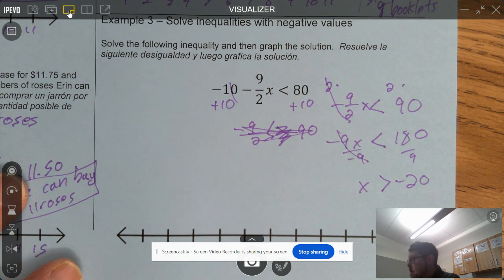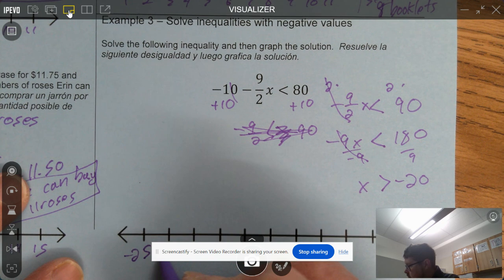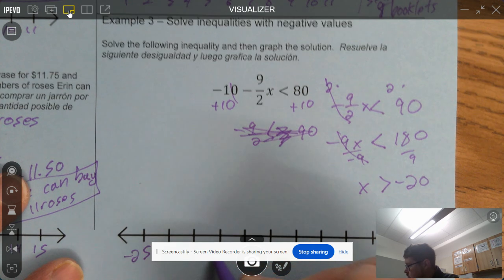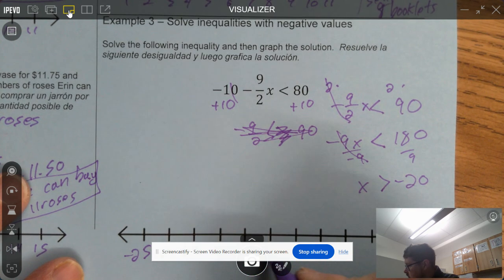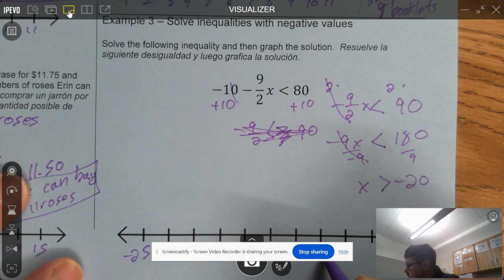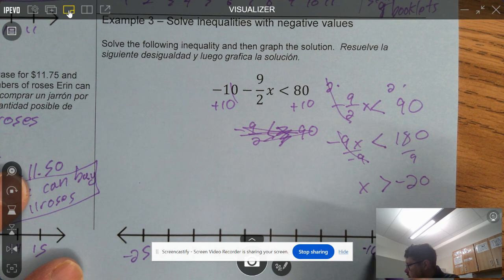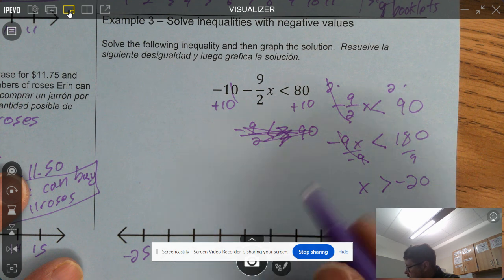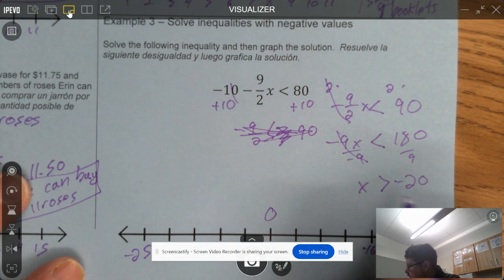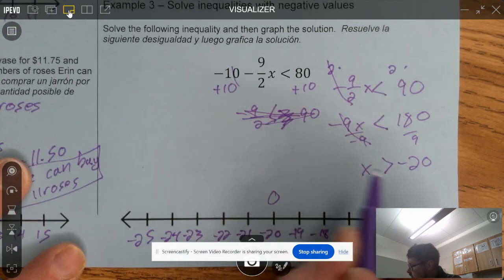And let's see, I started here, negative 24, negative 23, negative 22, negative 21, negative 20, negative 19, negative 18, and etc. Let's see, negative 20, it's an open circle, and my inequality, the arrow is pointing to the right, so that's how it goes.